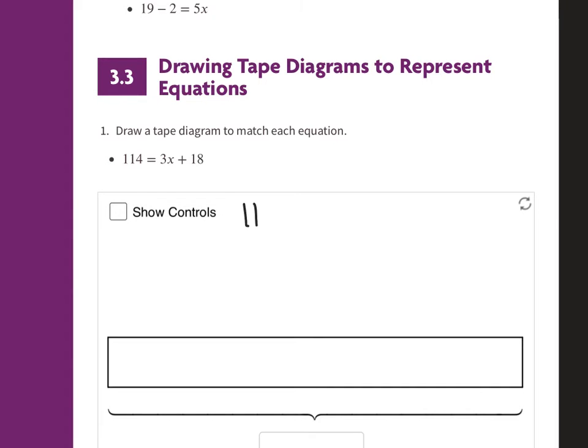So 114 equals 3x plus 18. Remember from yesterday, our whole goal is to get the x by itself. So we only care about the things that are on the same side of the equal sign as the x. Okay? So if we underline everything with the x, we have 3 x's, right? So we get rid of the number that is not with the x.